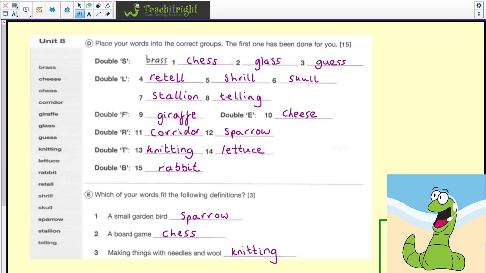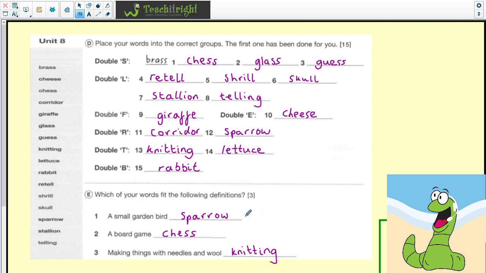Right, we're looking at putting words into word groups here, but based upon their spellings. And the first one's been done for you. So for a double S, we've got brass, and then we've got chess, glass, and guess. Double L, retail, shrill, skull, stallion, which is a male horse. Telling, okay, has a double L as well. And then double F was giraffe. Double E was cheese. Double R, corridor, and sparrow. Double T, knitting and lettuce. And then double B was rabbit.